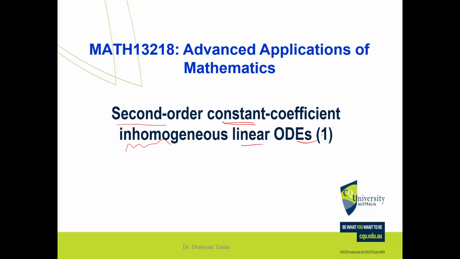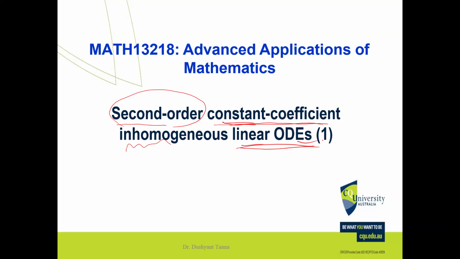Please note that in your notebook or your literature. So second order, that means we are talking about d2y by dx2. Constant coefficients, so the multiples of the differential terms like dy by dx, d2y by dx2 are constant. Inhomogeneous, so the right-hand side is not zero. It contains some x terms or t terms, depending on an independent variable. And linear, they are not multiplied together. Ordinary differential equation, that means there is no partial derivative.